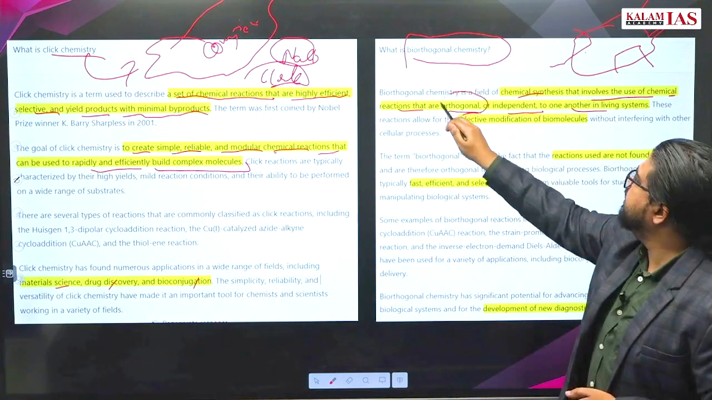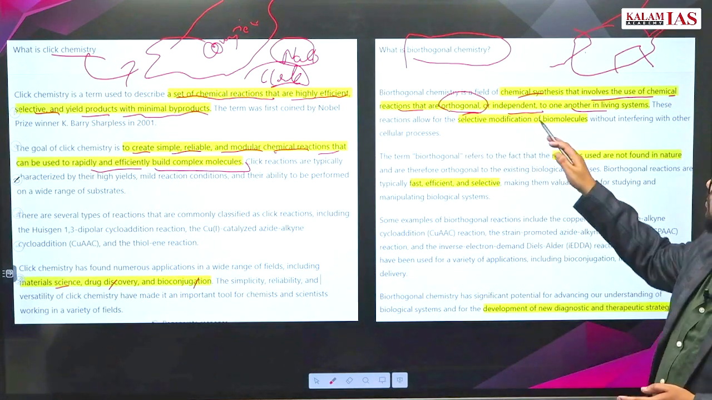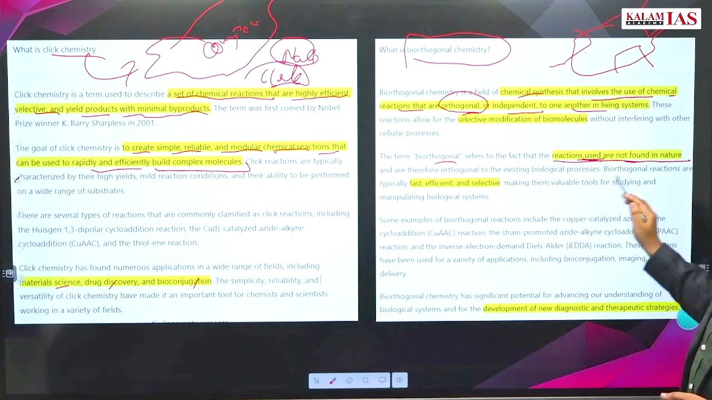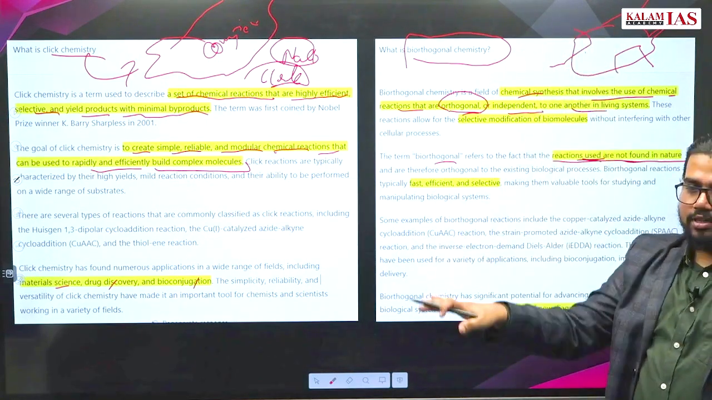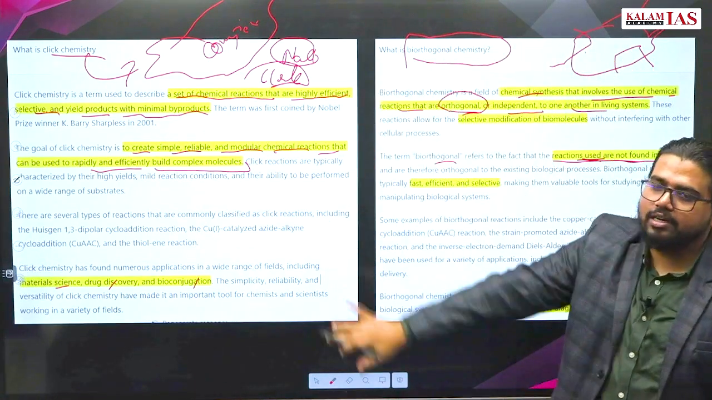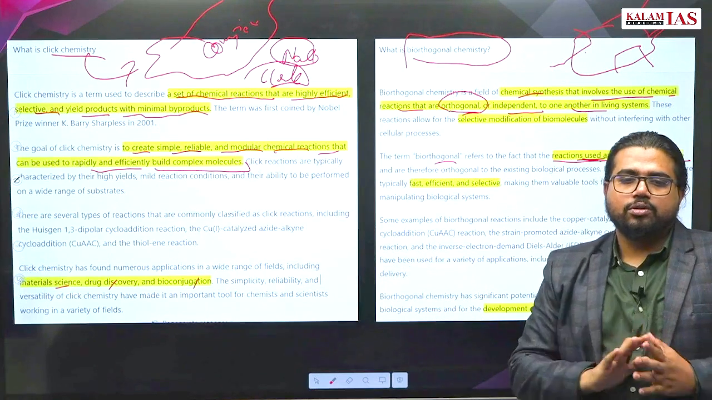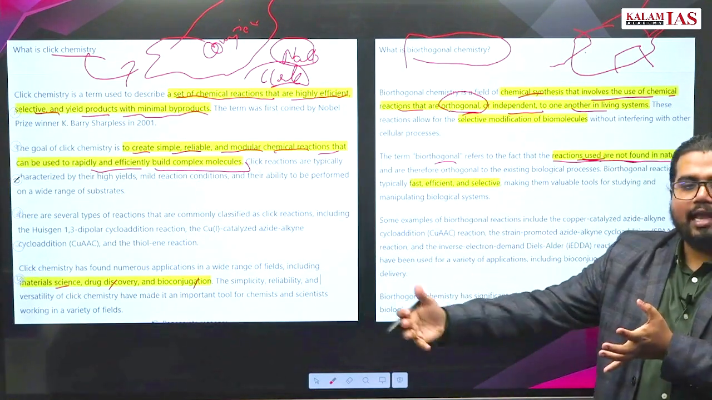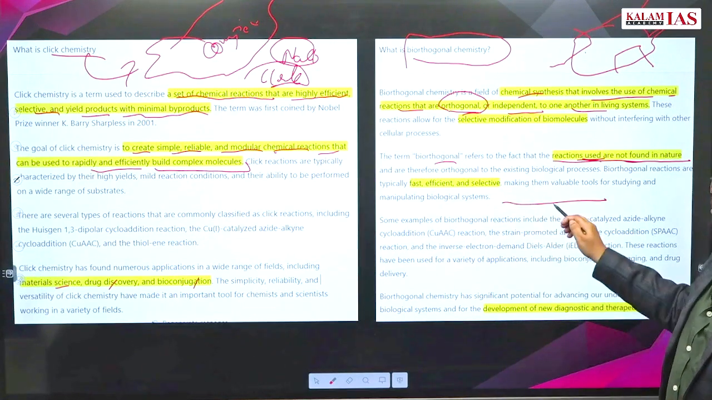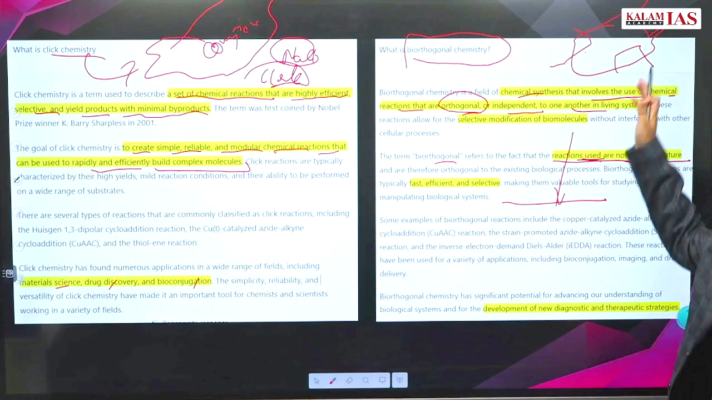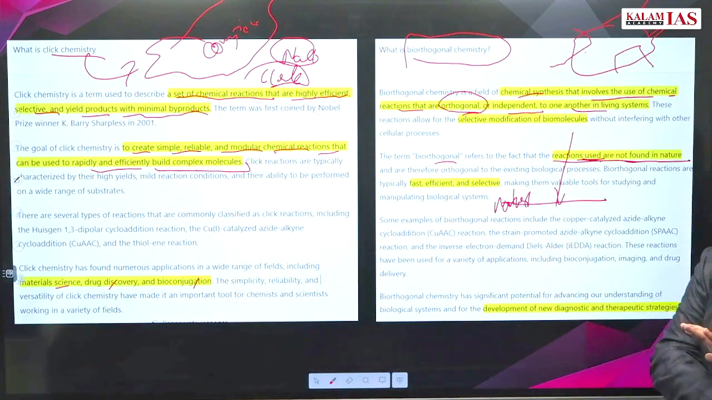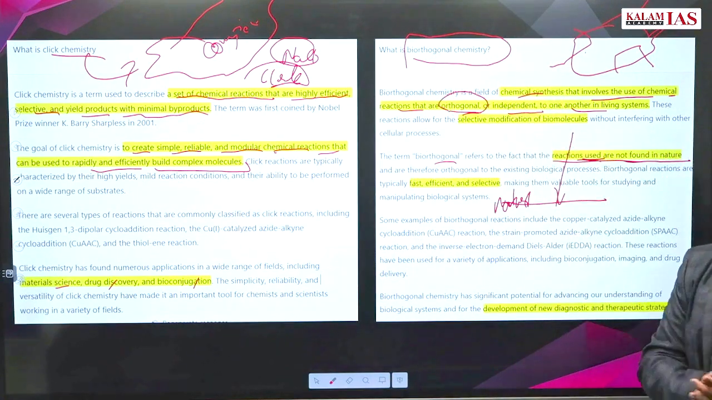That is one part. Then orthogonal has one more meaning. These reactions are bioorthogonal, which means they are not found in nature. Nature may produce these biomolecules, but it produces them in totally different ways. This bioorthogonal chemistry is not related to the processes found in nature. So this can be a statement: these are not inspired by natural processes. Orthogonal means your natural process is like this, and you are approaching the same thing from a completely different direction. If nature makes a molecule in this way, you approach it from a completely different direction. That's why it is called bioorthogonal chemistry.